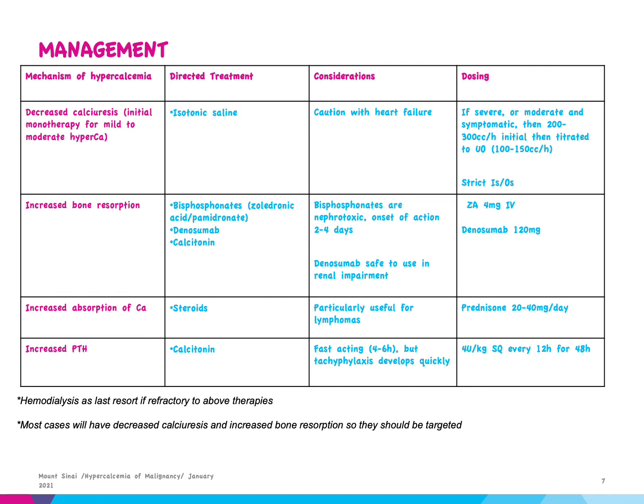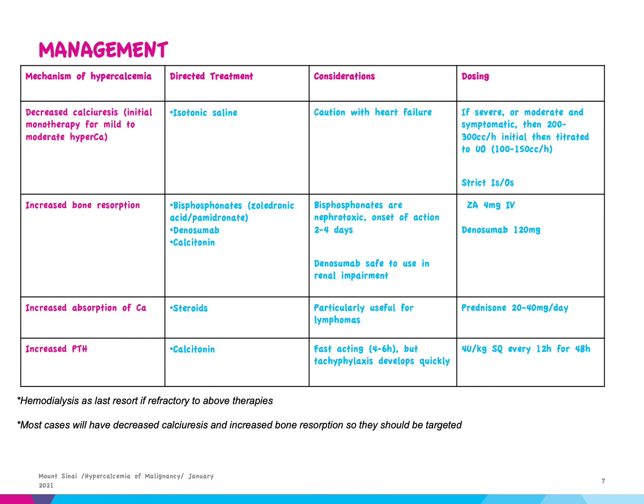So you have isotonic saline. Just be careful in patients with heart failure, though you can use Lasix in those specific cases to be able to hydrate the patient first and get a euvolemic status while still being mindful of that, preventing fluid overload. If the symptoms are severe or moderate and symptomatic, then you can start with 200 to 300 cc's per hour, and then just be mindful of measuring the ins and outs. You want to aim for urine output of around 100 to 150 cc's per hour.